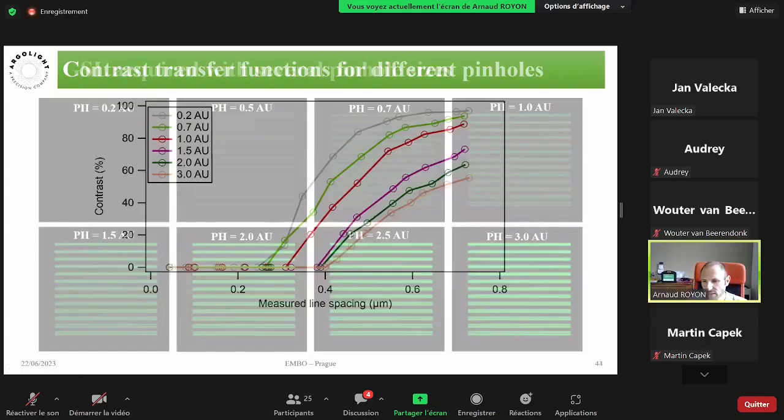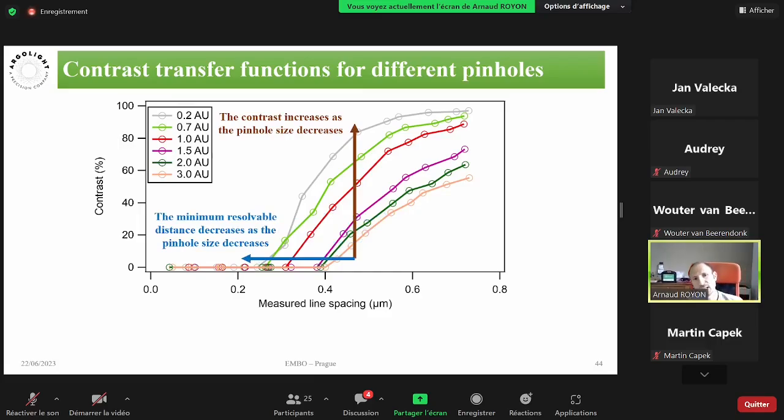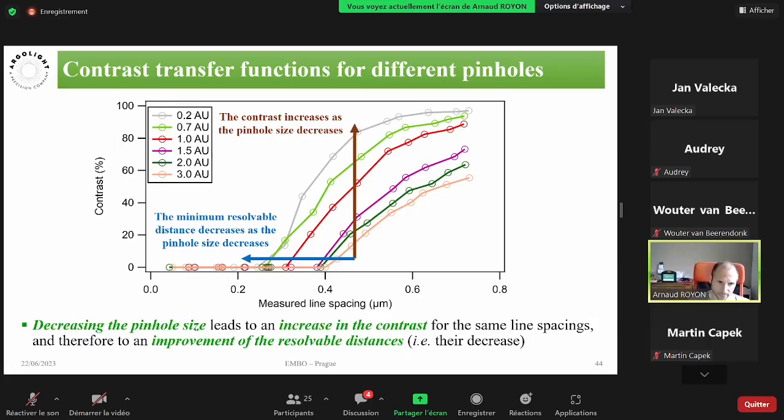We processed all these images using our software, and here I'm showing you only a few contrast transfer functions for four pinhole diameters. As expected, the contrast increases as the pinhole size decreases, and the minimum resolvable distance decreases as the pinhole size decreases. So as expected, decreasing the pinhole size leads to an increase in the contrast for the same line spaces, and therefore to an improvement of the resolvable distance.